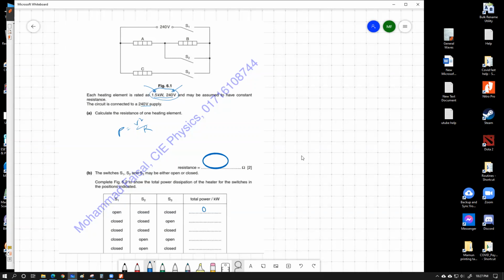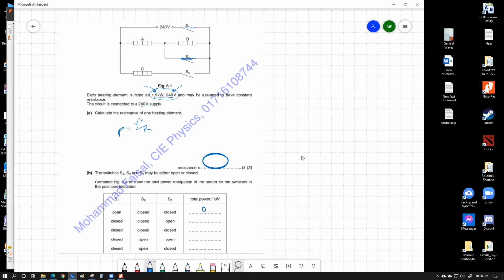S1 is closed. I'm going to draw this over here, and maybe later I'll erase this. S1 is closed, S2 is open, and S3 is closed. And let's now try to judge the possible path of current. Am I wrong? Sorry, my mistake. Closed, closed, and open.